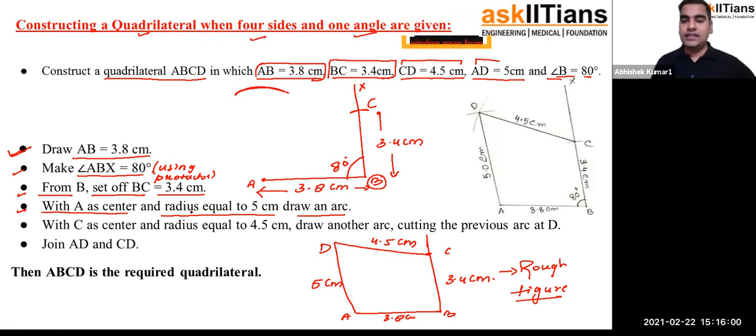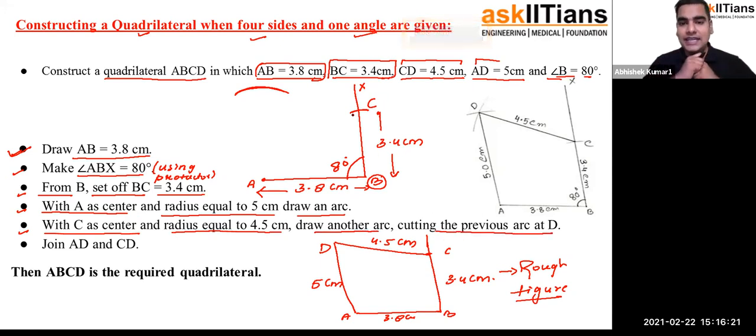Because we have made the arc assuming A to be the center and the arc length is 5 centimeter. Now the remaining length is 4.5 centimeter. So with C as center and radius equal to 4.5 centimeter, draw another arc cutting the previous arc at D. Because we want this side CD as well, and we know the length of CD is 4.5 centimeter, you have to assume C to be the center.